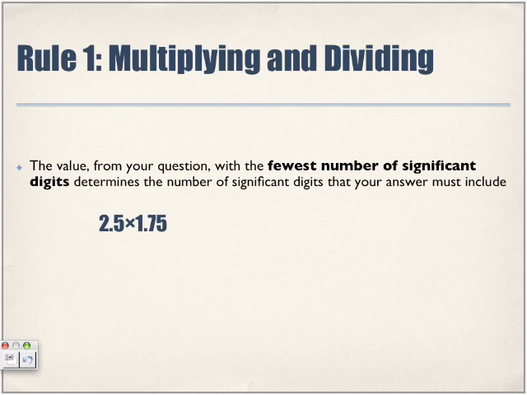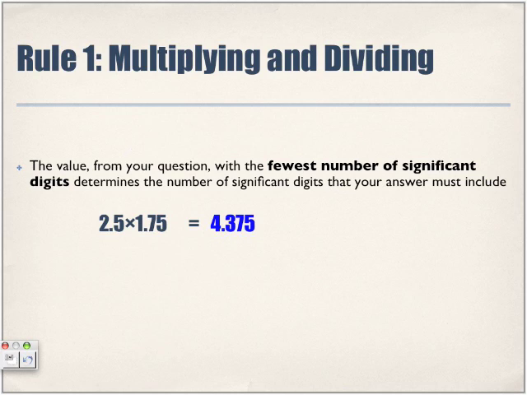Let's look at multiplying and dividing. The value from your question with the fewest number of significant digits determines the number of significant digits that your answer must include. So we have an answer like 2.5 times 1.75. When we multiply those, we get an answer of 4.375.